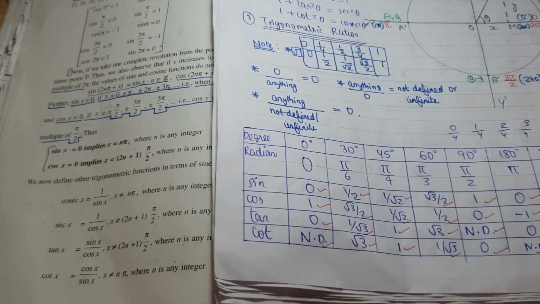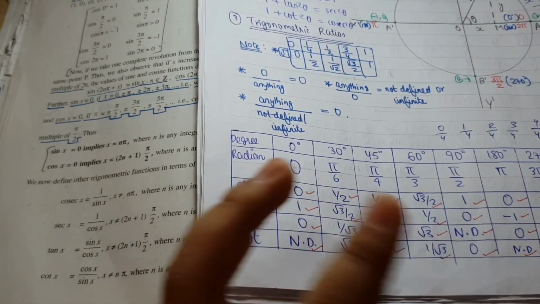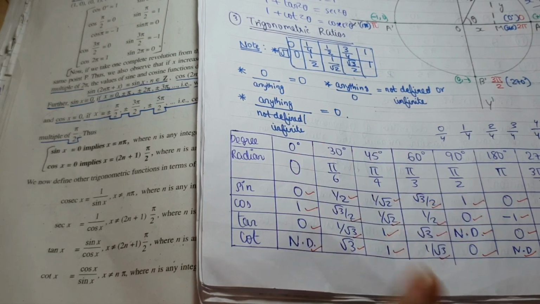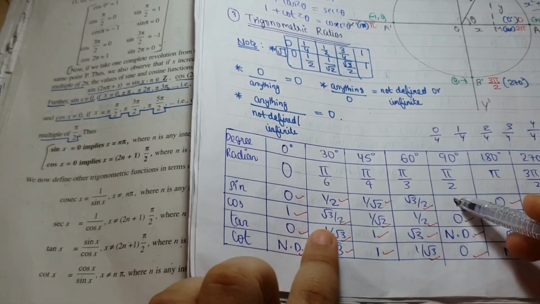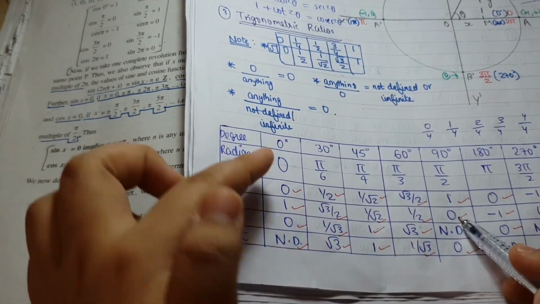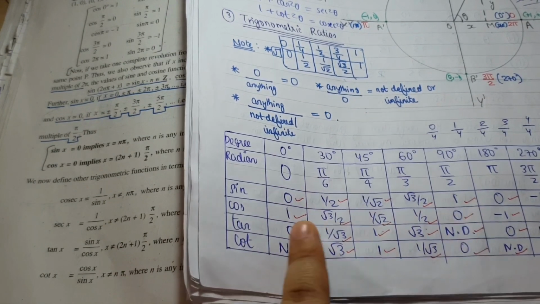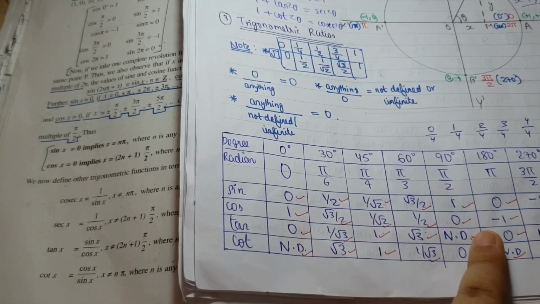Now for cos, what you have to do is take the same thing which I have got so far and just keep it in reverse order. Meaning 1 will be here, root 3 by 2 will be over here, and this is the same over here. You can see how it's been replaced. Very simple, just take this as it is and put it in reverse order, as you can clearly see here.